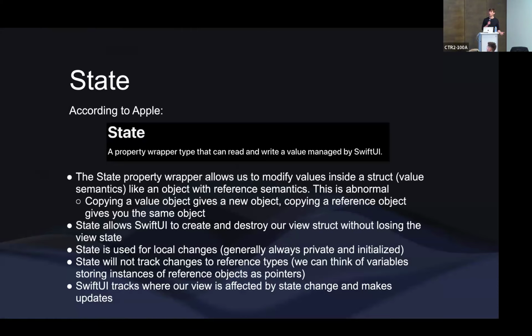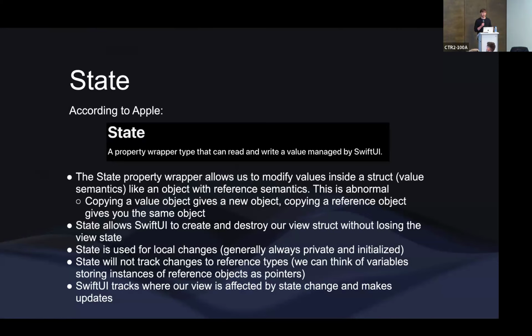According to Apple, state is a property wrapper type that can read and write a value managed by SwiftUI. The state property wrapper allows us to modify values inside a struct, and this is important because structs are value objects, so they adhere to value semantics. But it allows us to modify these properties like they were in an object that is a reference semantic object. So this is a little abnormal, and we'll cover this later in the presentation.